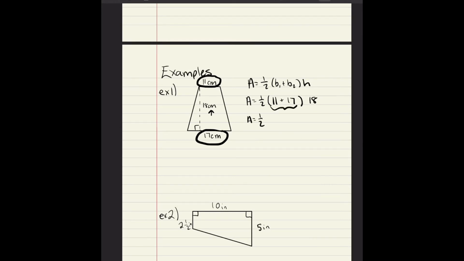So PEMDAS, so I have to add first. So 11 plus 17, well 7 plus 8 is 15, carry the 1, 1 plus 1 is 2. So I have 28, a half times 28 times 18. So yeah, now in this case, I think it would be easier to do this first. Do a half times 28. So 28 divided by 2.